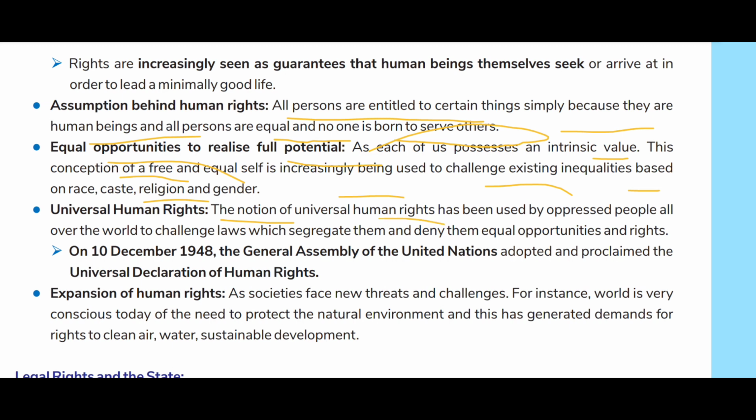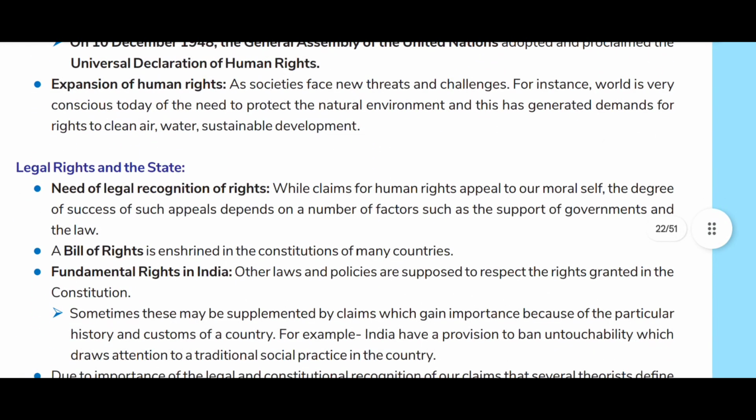Universal human rights. The notion of universal human rights has been used by oppressed people all over the world to challenge laws which segregate them and deny them equal opportunities and rights. On 10 December 1948, the General Assembly of the United Nations adopted and proclaimed the Universal Declaration of Human Rights. Expansion of human rights. As societies face new threats and challenges, for instance, the world is very conscious today of the need to protect the natural environment, and this has generated demands for rights to clean air, water, and sustainable development.